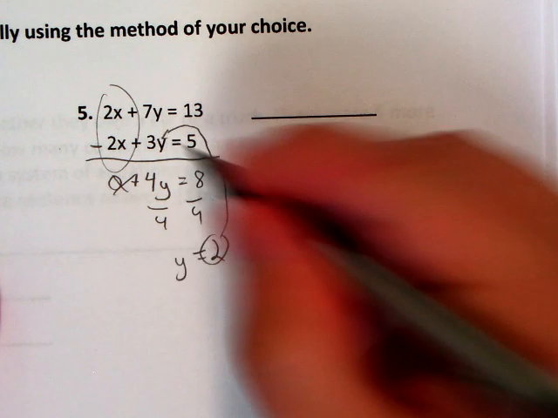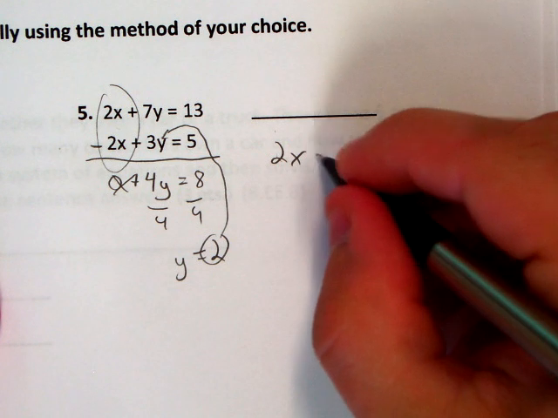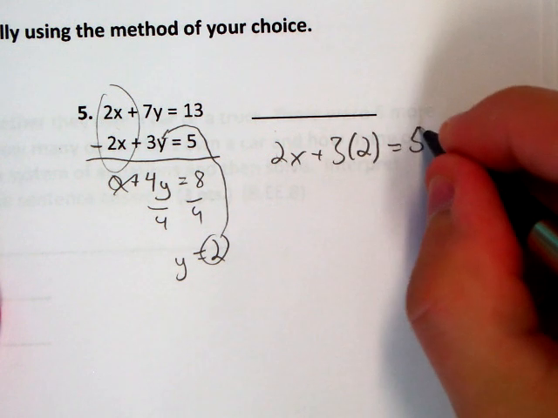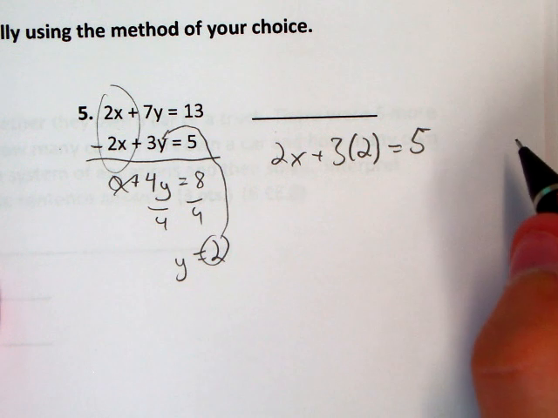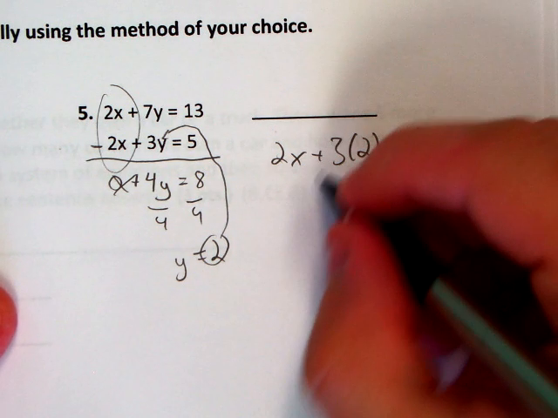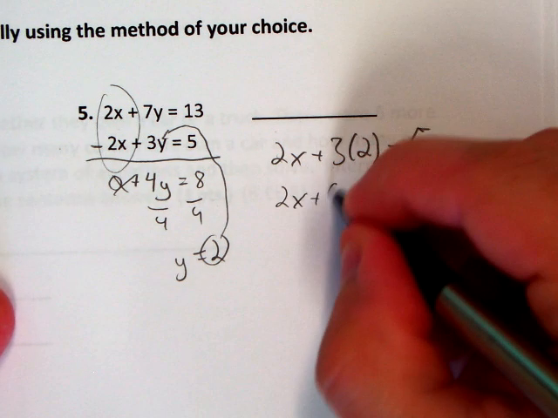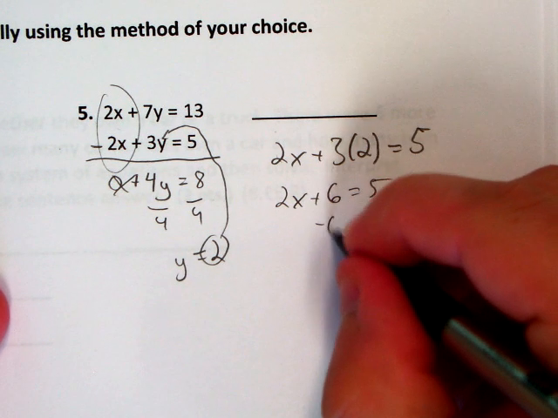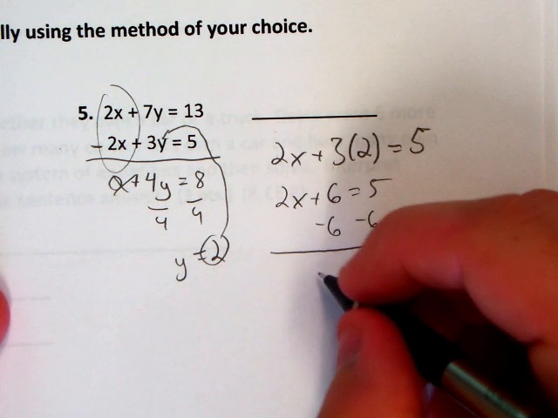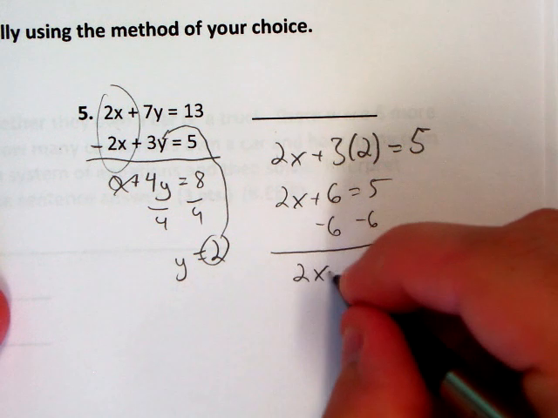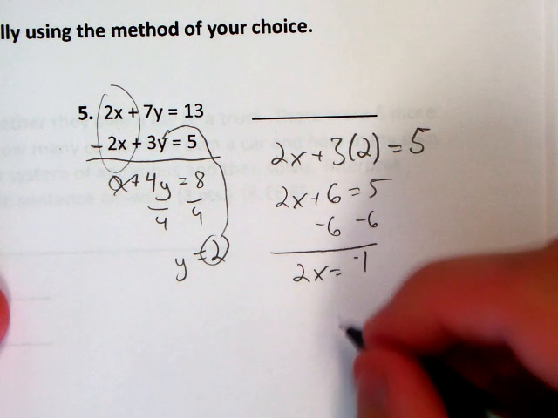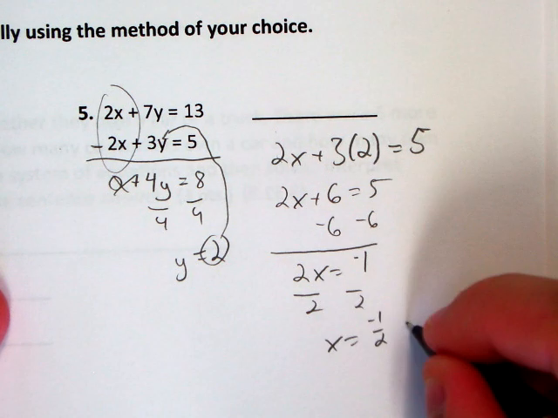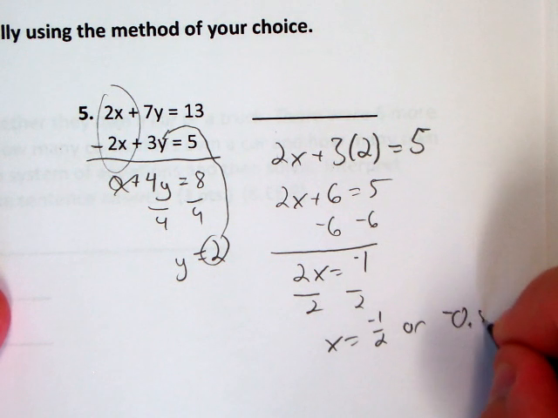I can then take this and substitute it right here. So I have 2x plus 3. Y is now 2, so I'm going to substitute that in there. And then that equals 5. So I have 2x plus 3 times 2 is 6, and that equals 5. Start solving my two-step equation. I subtract 6 from both sides, so I get 2x equals negative 1. Divide both sides by 2, I get x equals negative 1/2, or I can say negative 0.5.